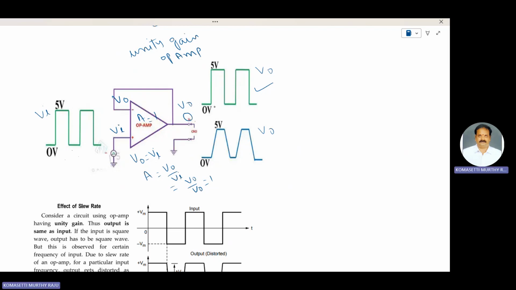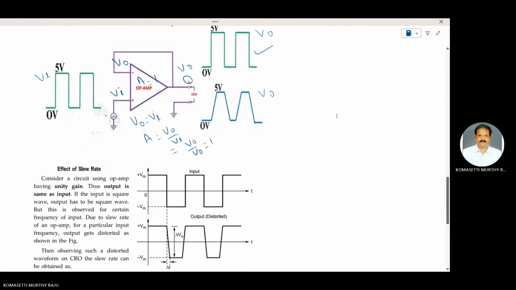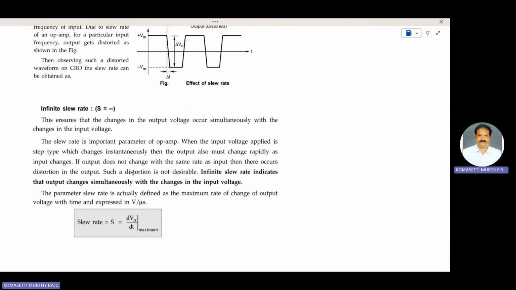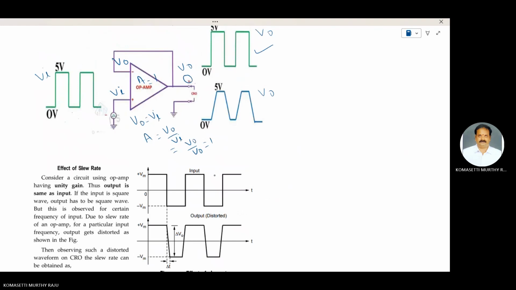The rate of change of output voltage is the same as the rate of change of input voltage, without any distortion. Suppose the output does not change at the same rate as the input, then there occurs distortion in the output. The output waveform shape does not follow the input waveform shape. Some distortion results.